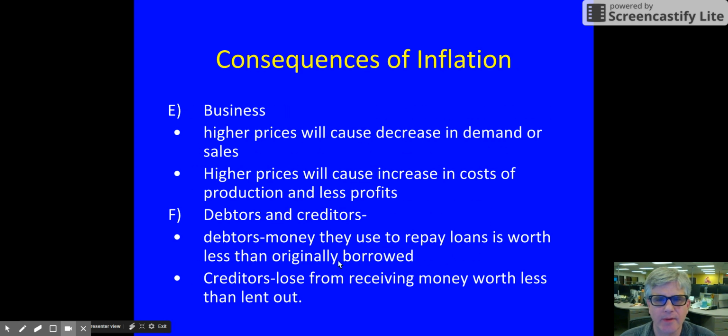Businesses are hurt twice. They're probably the ones that are hurt worst. Higher prices will cause a decrease in demand. Higher prices will also cause an increase in cost of production and less profits. They're hit twice. Debtors, people that borrow money, actually are helped by inflation. The money they use to repay loans is worth less than what they borrowed, so they pay back money that is worth less and less. Creditors, like the banks and lenders, receive money that's worth less than what they lent out, so they're hurt by inflation. And businesses, if they can anticipate inflation and its consequences, can actually benefit.